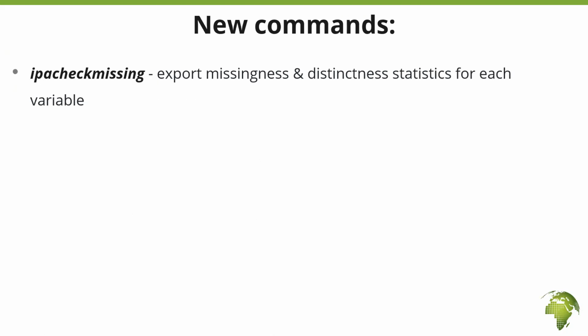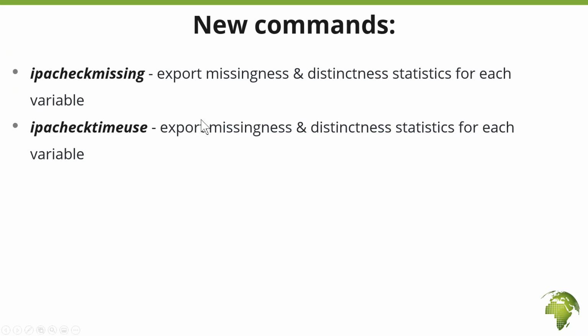We also have some new commands. ipacheck missing exposes missingness and distinctness statistics for each variable, and it basically replaces ipacheck allmiss and ipacheck nomiss. We also have ipacheck timeuse, which shows statistics on the time of the day that your field team is most active. This takes the idea of sctu timeuse, originally written by William Blockman.